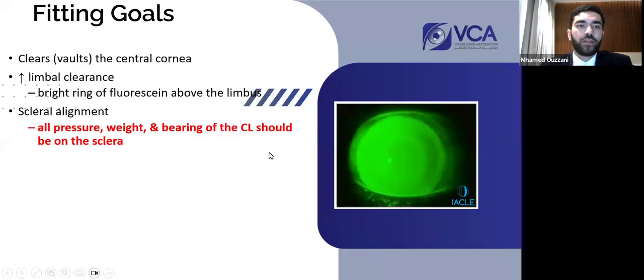Okay. The fitting goals, so we have to clear all the cornea, and the limbal clearance must be a little less than the central clearance.